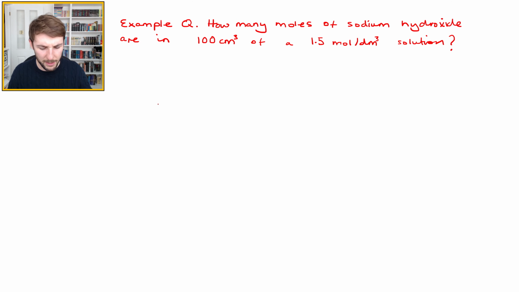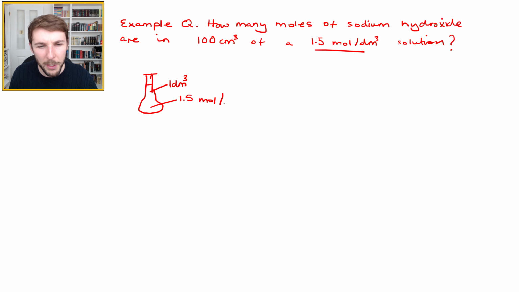Okay, so let's have a look at this example question here. How many moles of sodium hydroxide are in 100 cubic centimetres of a 1.5 mole per decimetre cubed solution? So what this is really saying is that you had, let's say, a volumetric flask, again the world's worst volumetric flask, that had a volume of 1 decimetre cubed. And let's say, for example, that the concentration written on this bottle was 1.5 moles per decimetre cubed.